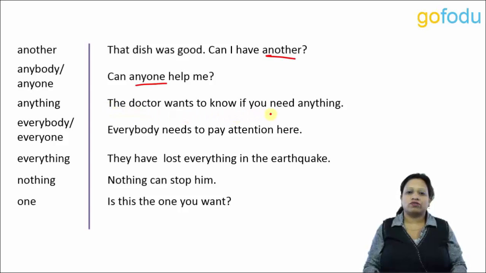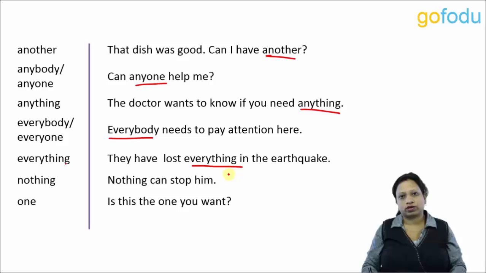The doctor wants to know if you need anything. Anybody or anyone is used for humans, for living things. Anything is used for things or objects. Everybody or everyone, these are universals. Everybody needs to pay attention here. Like everybody or anyone, everyone you can say. Everything. Now, just like anyone and anything, everyone, everybody is used for human beings, for living things. And everything is used for non-living things like objects and places, all the non-living things. They have lost everything in the earthquake.